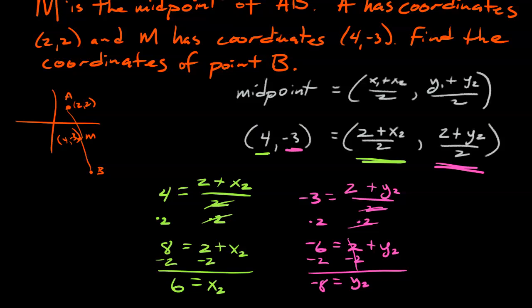Now that actually makes sense to me because this picture looks like that. Because you can do this problem a different way. From 2 to 4 was plus 2. So I could add another 2 to get to 6. From 2 to negative 3 was minus 5. So I could minus 5 again to get to negative 8. So you can do this problem different ways. But my answer when I'm done is 6, negative 8.